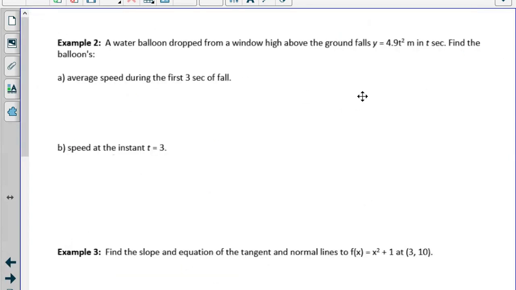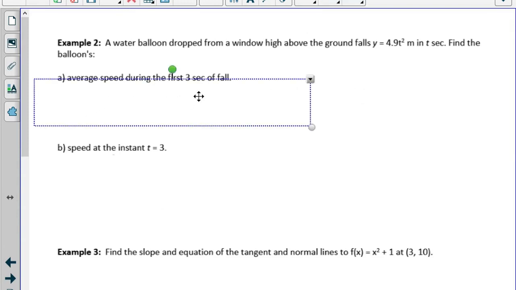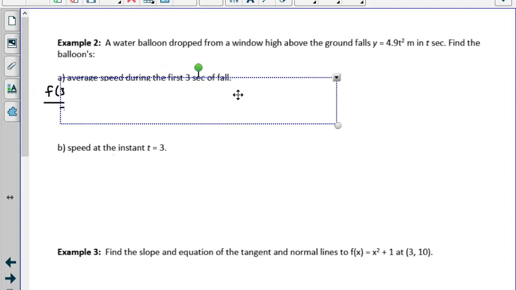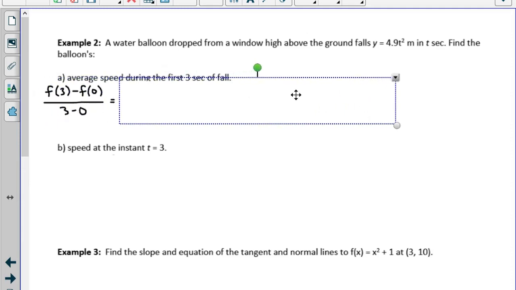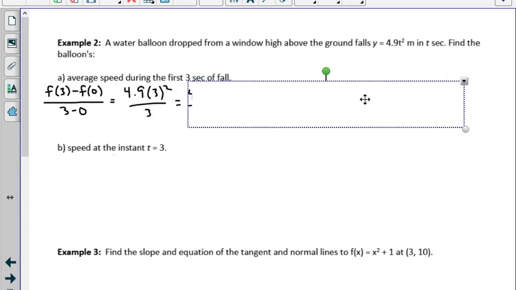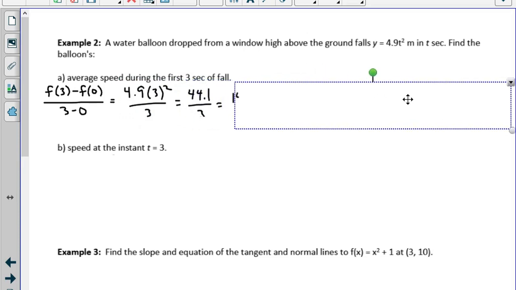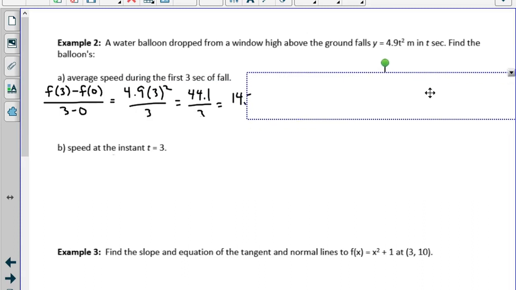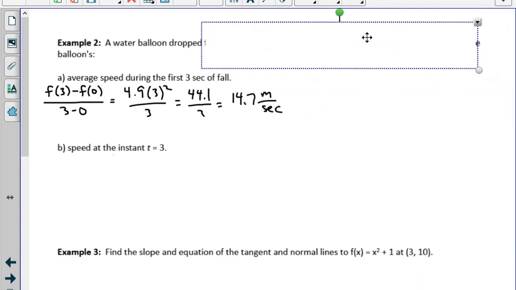Example 2, a water balloon dropped from a window high above the ground falls y equals 4.9 t squared meters in t seconds. Find the balloon's average speed during the first 3 seconds of the fall. So the average speed during the first 3 seconds of the fall, that's just the slope of the secant line. So f of 3 minus f of 0 over 3 minus 0. That's f of b minus f of a over b minus a. That equals 4.9 times 3 squared over 3, which is 4.9 times 9 over 3. So that's 44.1 divided by 3, or 14.7 meters per second.